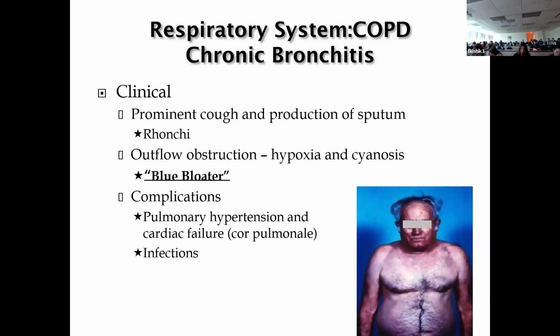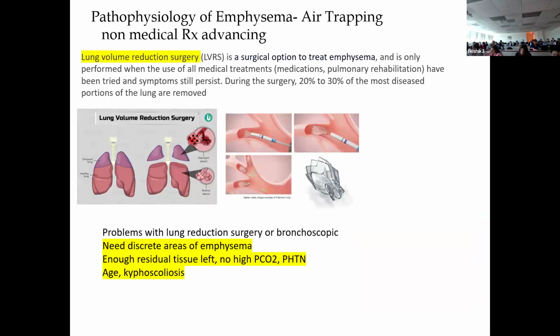They can't get the air out. It's interesting, right? I keep telling you that obstructive is going to be air trapping, right? And air trapping is going to be higher CO2. Why is he blue? Well, it's blue because there's reduced oxygenation as well. It's both, but it's mostly CO2 at first. This is a perfect example of how they're all attached. They're combined. Pulmonary hypertension and cardiac failure, cor pulmonale as well, and they are prone to infections.